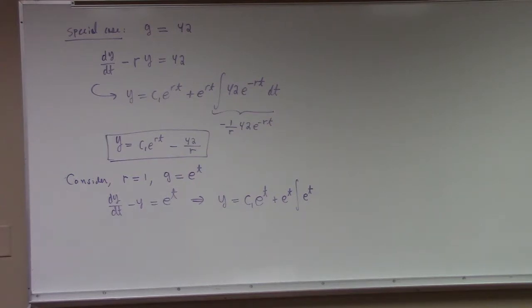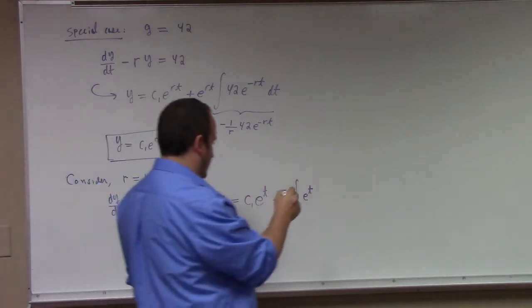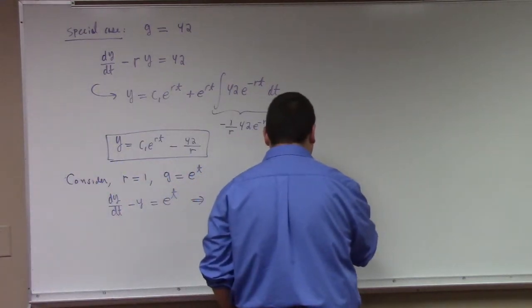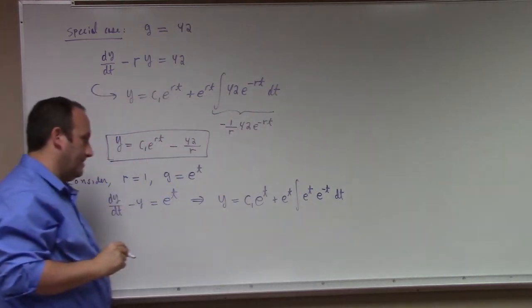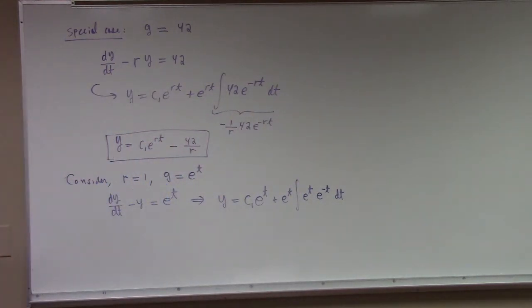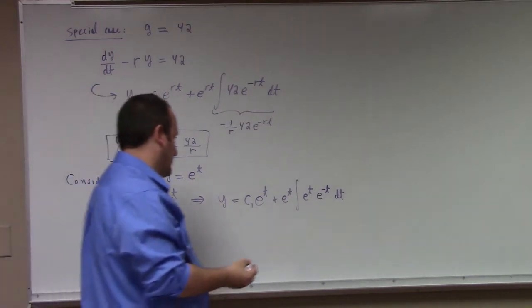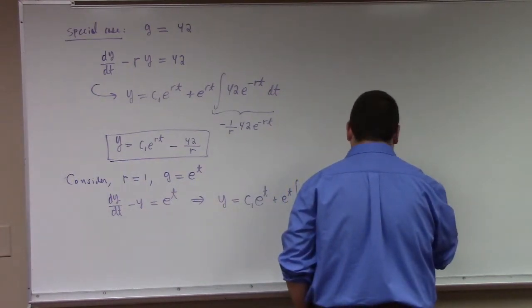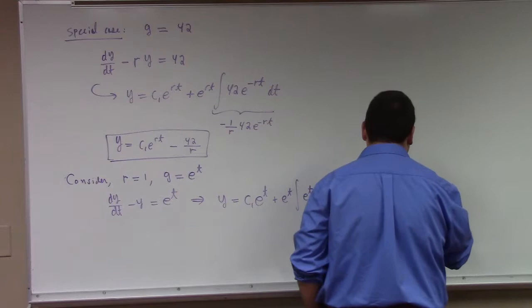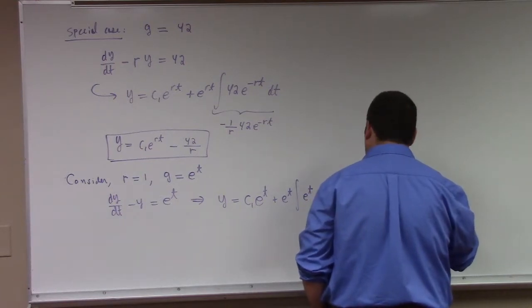I'm sorry. I'm supposed to put an e to the minus t, right? If I could follow my own work, e to the minus t dt. What happens with that then? e to the minus t and e to the t cancel out. We have the integral of dt. What's the integral of dt? Just t. So there we go. y equals c1 e to the t plus t e to the t.